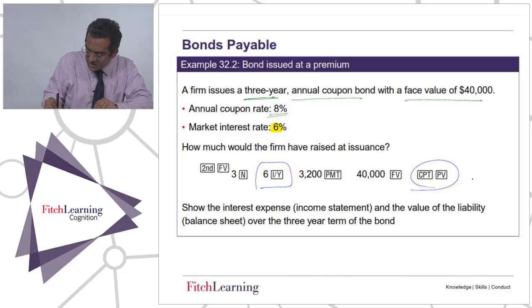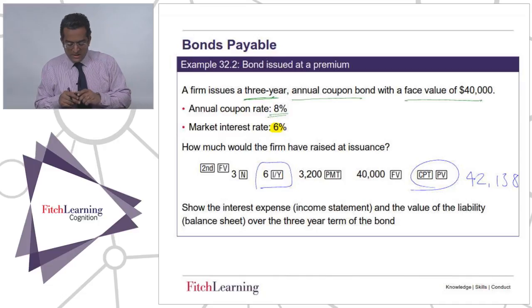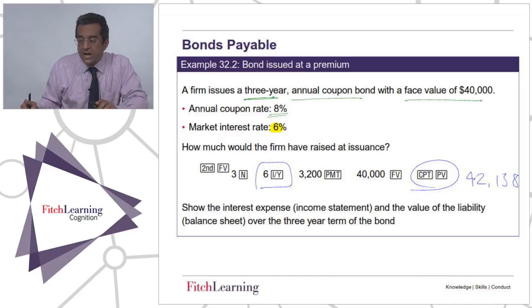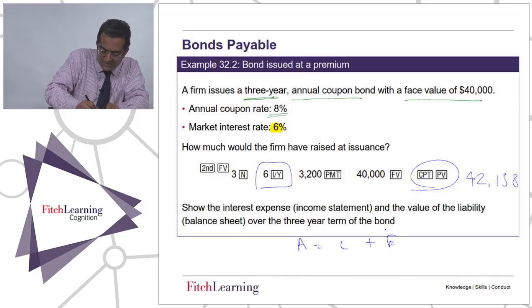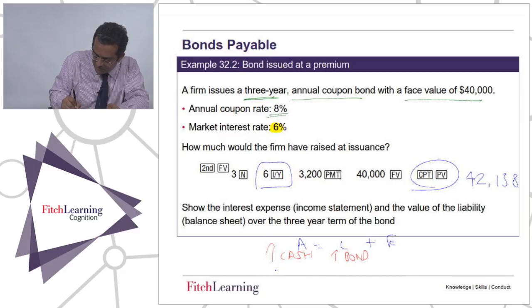So I hope that's okay, guys, getting something like 42,138. And of course, this will be the initial cash proceeds, etc. Right? We know how to write that. At issuance, cash up, and of course, bond liability up, both by the same amount of 42,000.